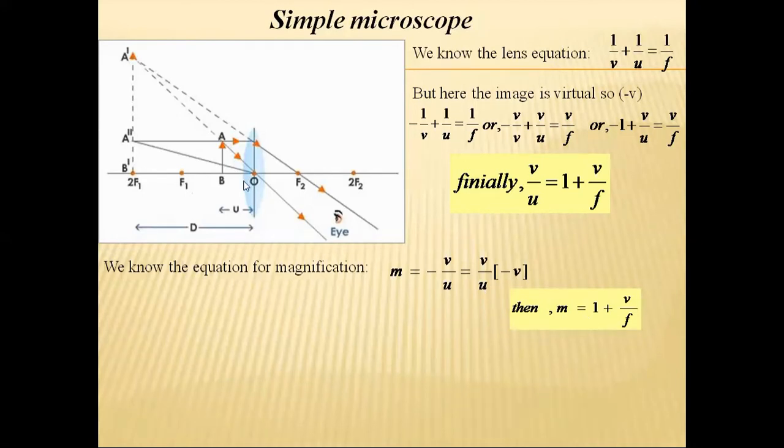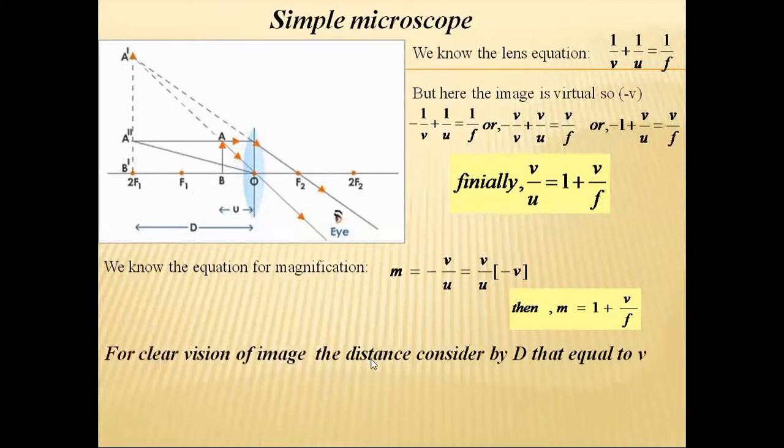If the image is formed at the distance of clear view, then V is converted to D. D and V are the same, because if V is the distance for clear viewing of the image, then V converts to D. Then we can write the magnification formula M is equal to 1 plus D by F. So in a simple microscope, the magnification equation is M is equal to 1 plus D by F.